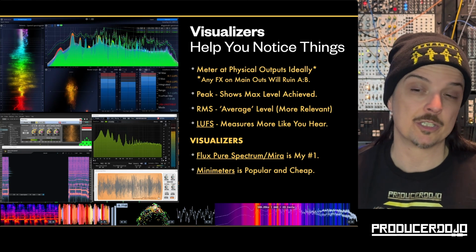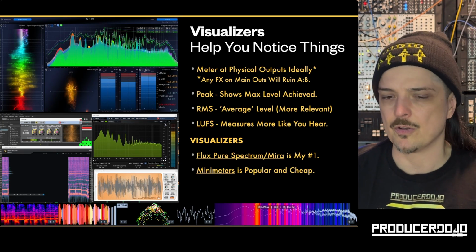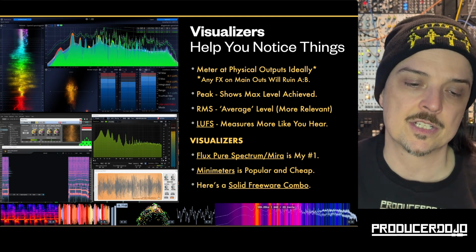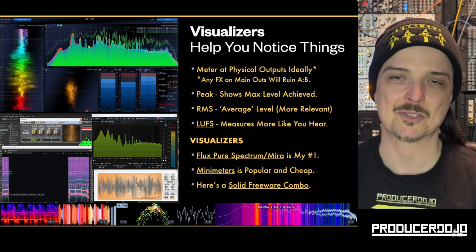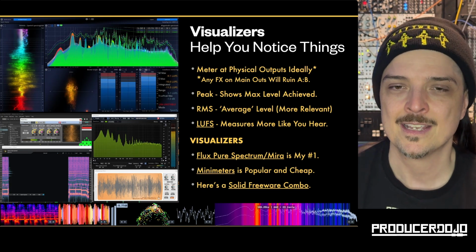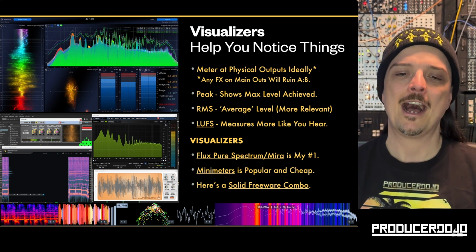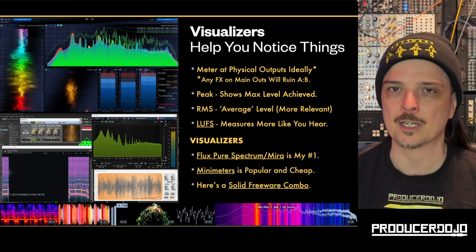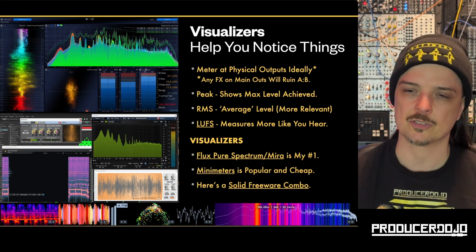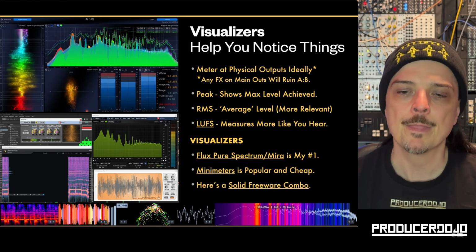Mini Meters is very popular, cheap. You see people using this on Instagram all the time. I think it's like $5 or $10, a totally nominal amount of money, super worth it. I really like Mini Meters. And then there's a freeware combo that I saw a Reddit user put together, and I was like, oh yeah, those are the ones I probably would have chosen too. So I linked to that Reddit post, and go give them an upvote and say thanks, because it's cool when people share things on Reddit. But yeah, I recommend the Flux Pure Spectrum as number one. Mini Meters is number two, and then the free solution is also dope, but it's multiple pieces of software, so it's a little more complicated.